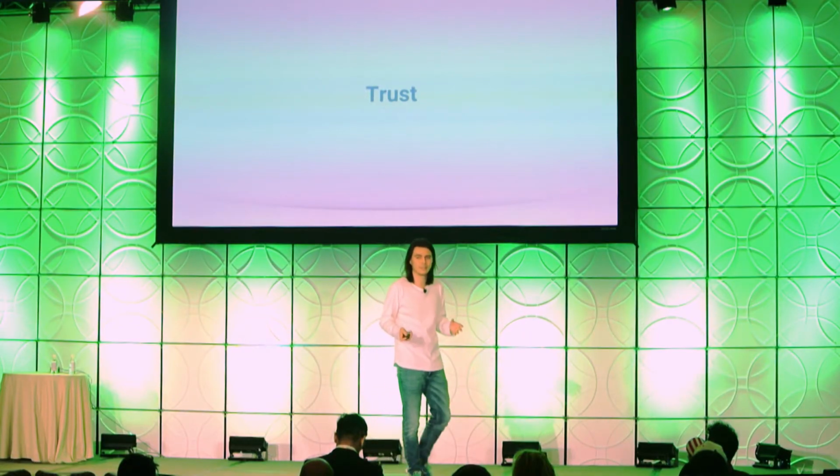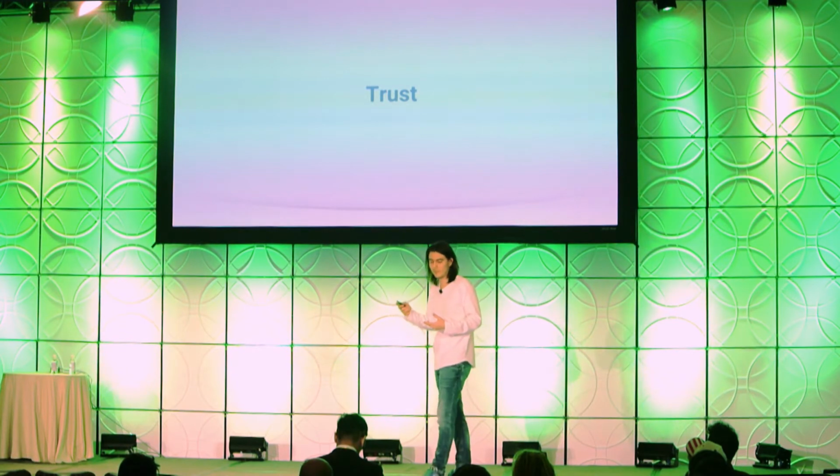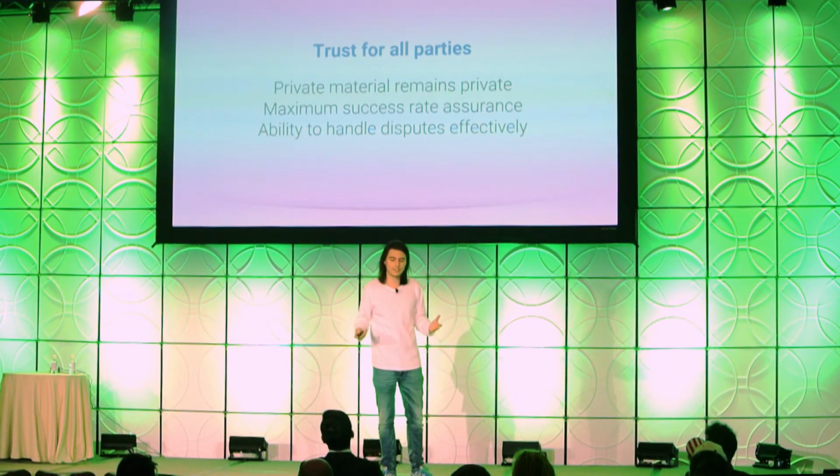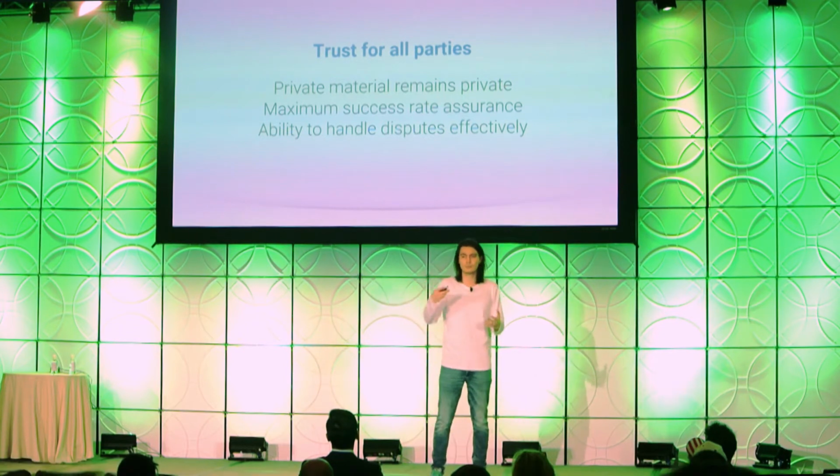So another feature I want to talk about is trust. Trust is obviously very important in a rendering economy. And by trust, I mean trust for all parties. And by trust for all parties, I mean that private material remains private. It would suck if you had a 3D model or animation, for example, send it to some random render node, and then the render node just downloads the content and gives it to God knows who, and then you suddenly find your 3D model sitting in the background of a Hollywood animation, and you're like, hey, I made that.